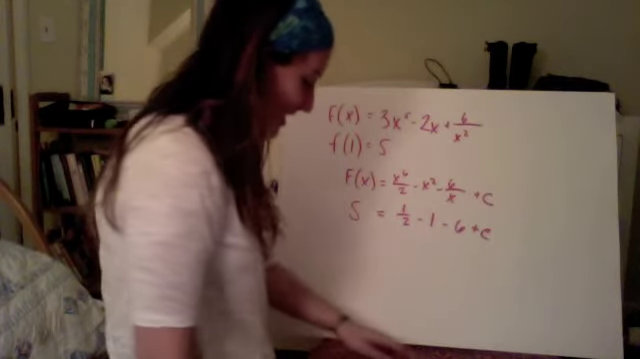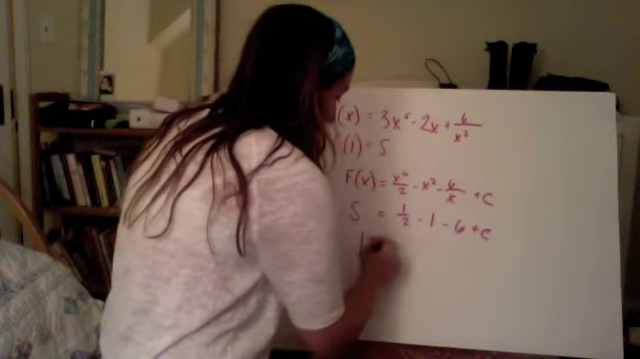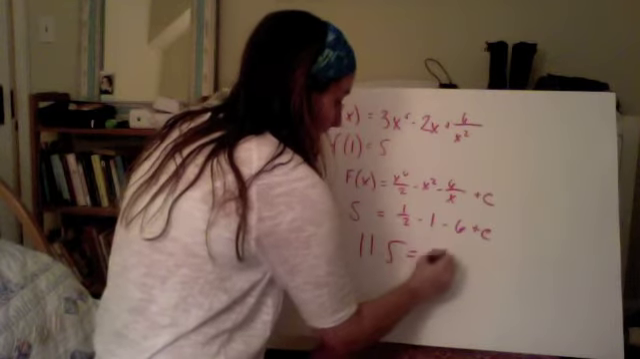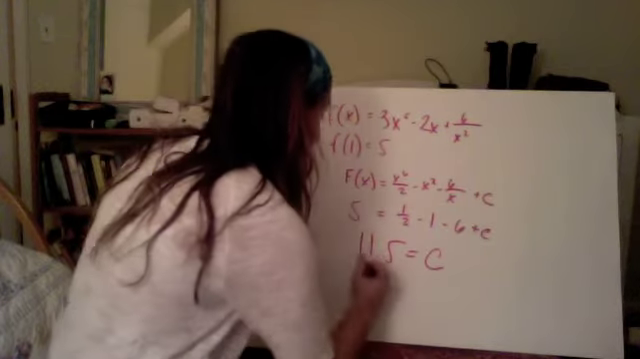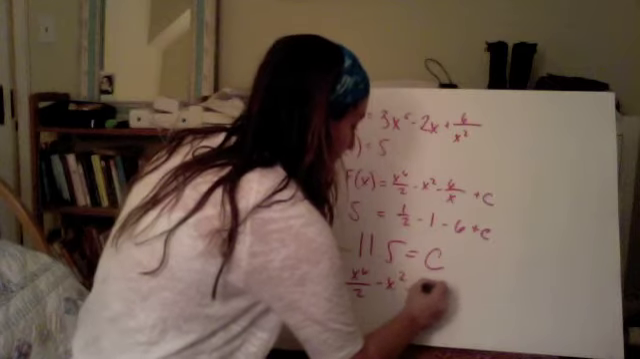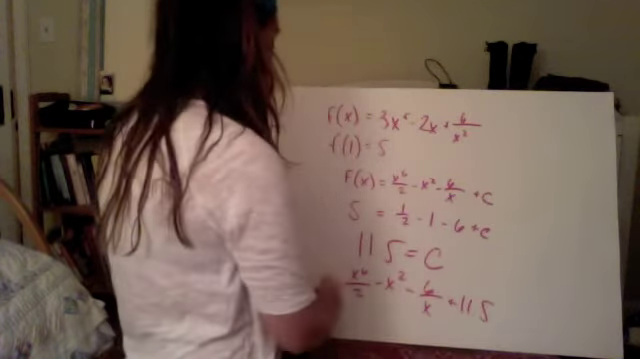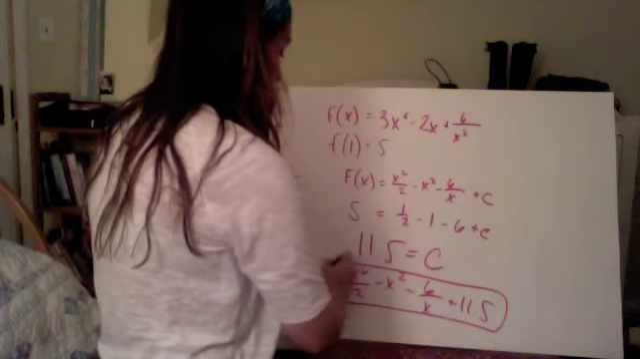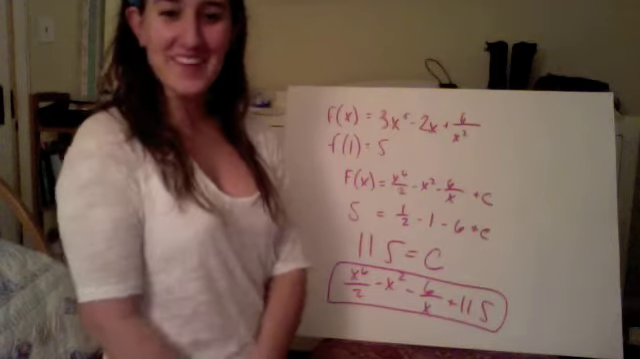And now, to simplify this, it actually ends up equaling 11.5 equals c. And then you write the equation again with the c. So it's going to be x to the 6th over 2 minus x squared minus 6 over x plus 11.5. And that is how you do particular solutions. I hope you learned a lot in this lovely lesson.